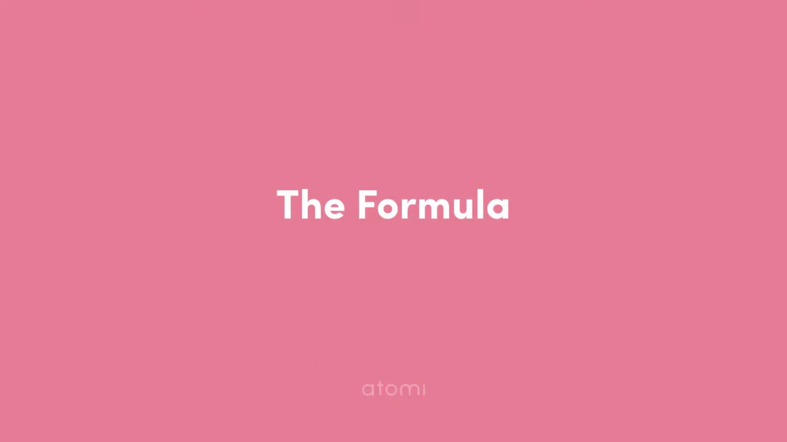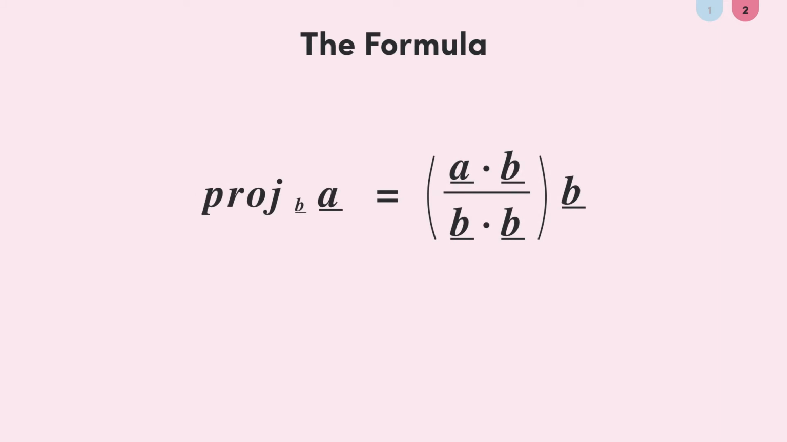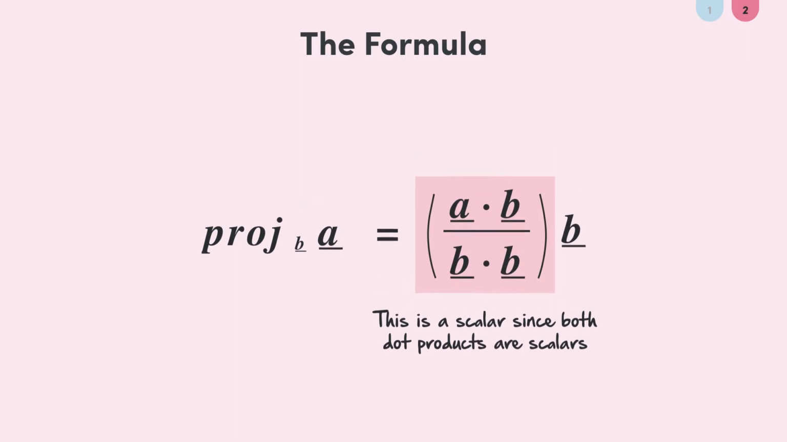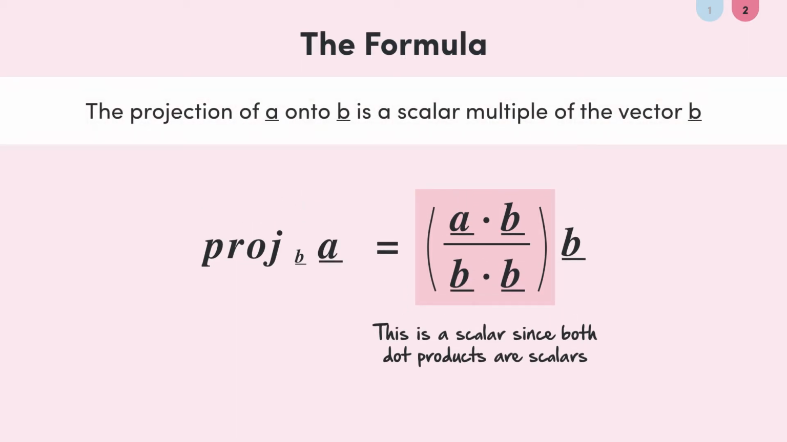Okay, so we have an understanding of what vector projections are. Do we have a nice formula to match? As is the case most of the time in maths, yes we do. Here is our formula. Soak it in. This part of the formula is just a scalar, since the dot product produces a scalar. So the projection of a onto b is just some scalar multiple of the vector b, which makes perfect sense since it is parallel to b just with a different magnitude.